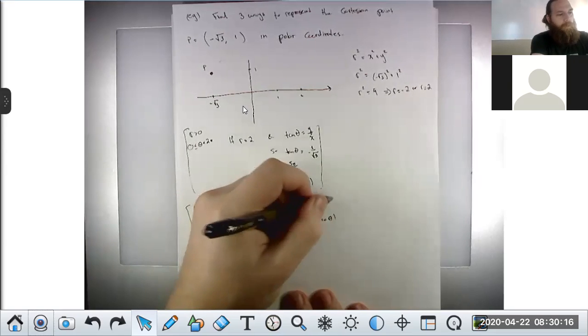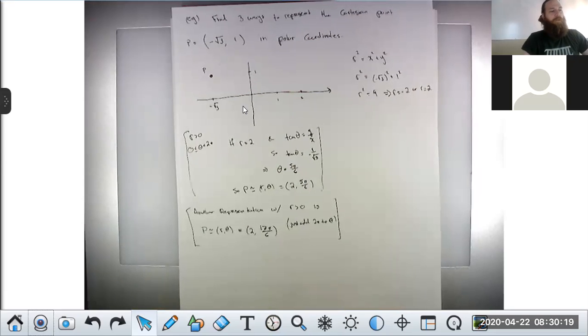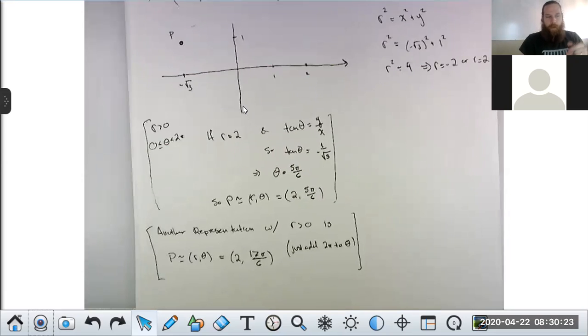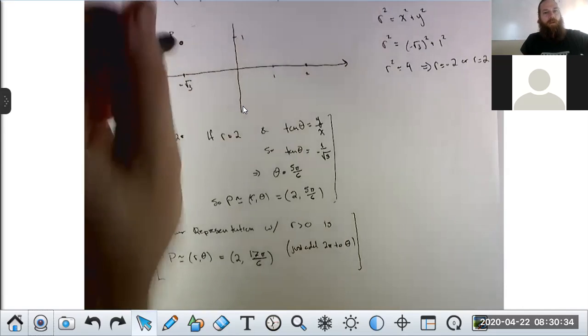So that's one more representation. And I could come up with lots more using that same trick, right? Just add 2 pi again, add 2 pi again, or subtract 2 pi, subtract 2 pi. Every time I add or subtract 2 pi, I just spin around the circle again and land back at that point.